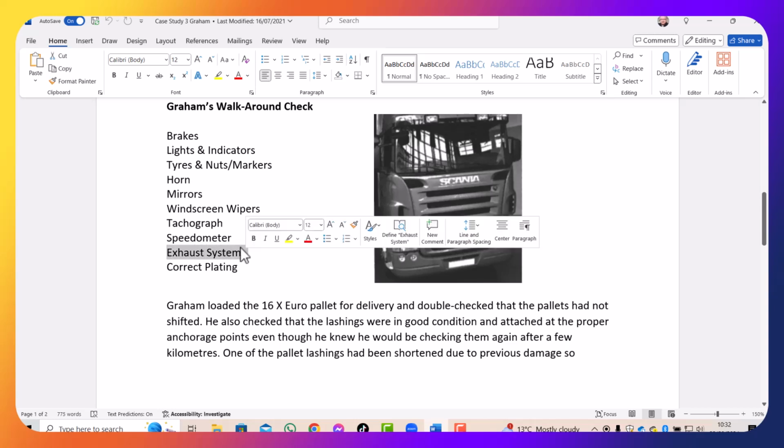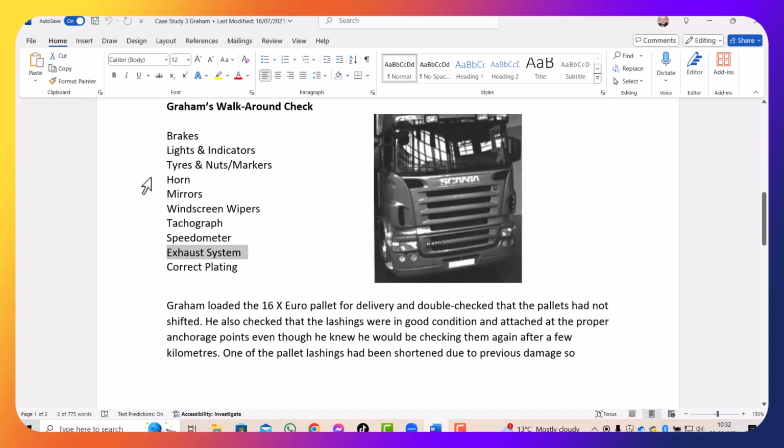Okay. Checking the exhaust system, you just turn her on and you accelerate and you just look for any smoke or anything coming out the exhaust. The only way you can check your brakes is to move and then touch your brakes.